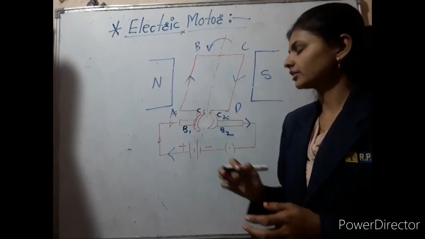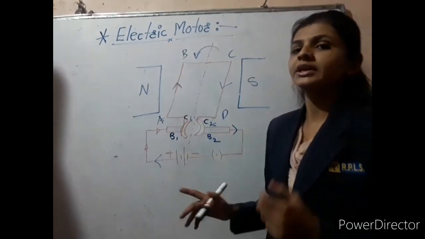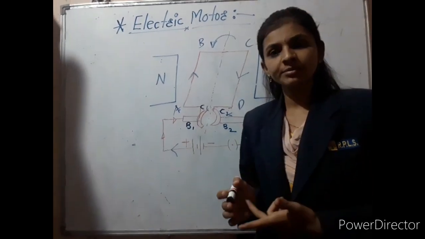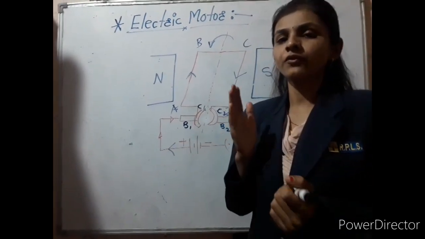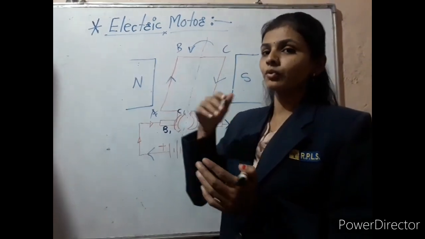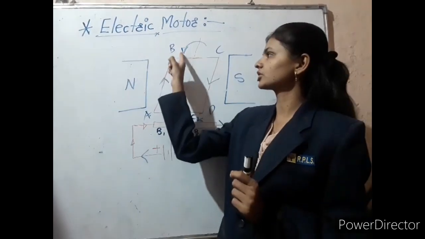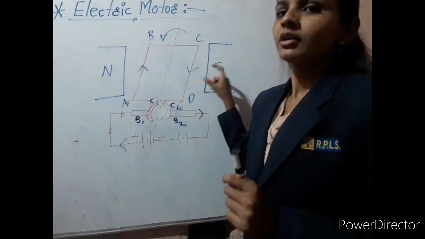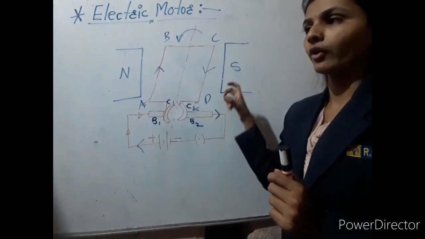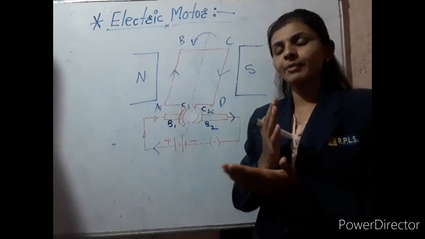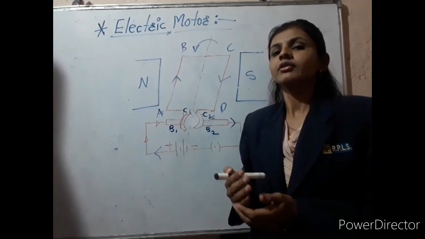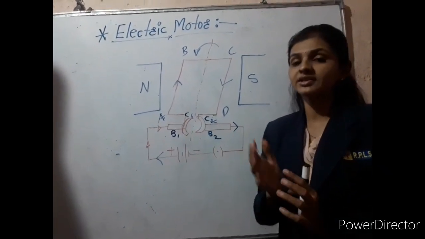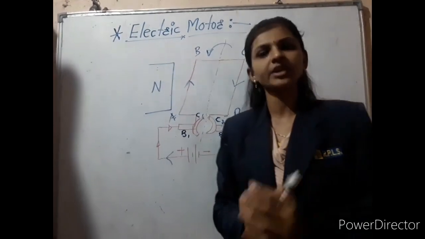So the current first enters from A to B, which means it is in the upward direction, and by using Fleming's left hand rule we can find out the force. The coil is moving in the downward direction, but the direction will be anti-clockwise, and in the opposite direction the force on the coil is upward. It means that half rotation is going to complete. Again when these coils interchange their places by using the split rings, at that time the current is reversed, because the split ring is working as a commutator.